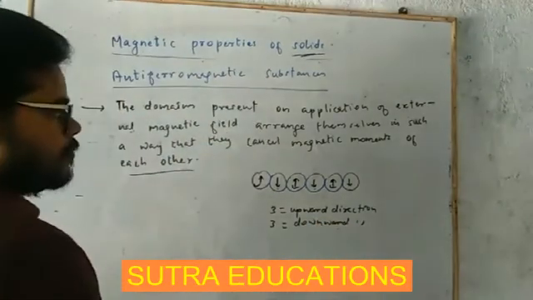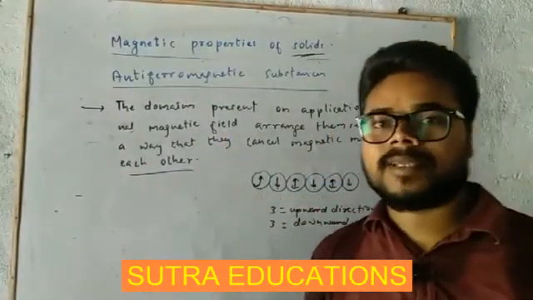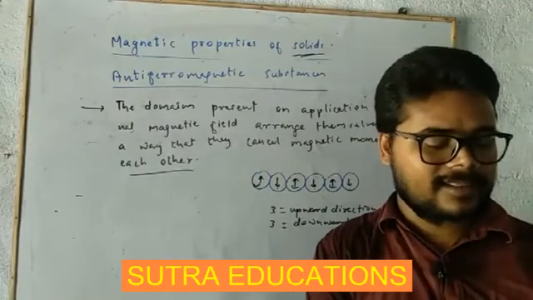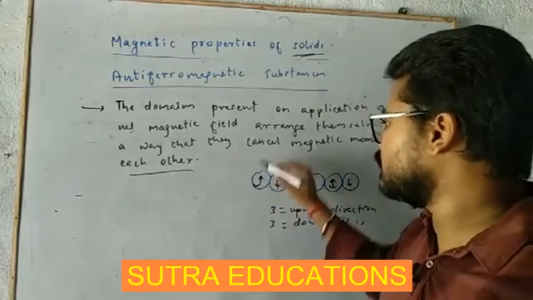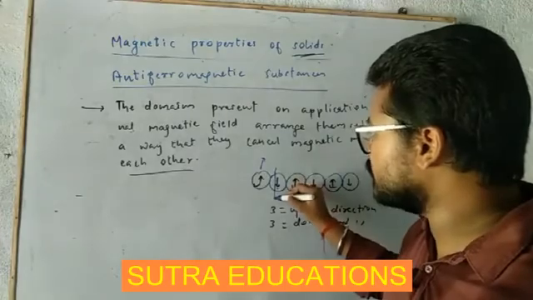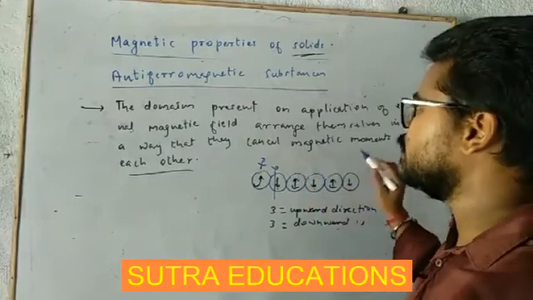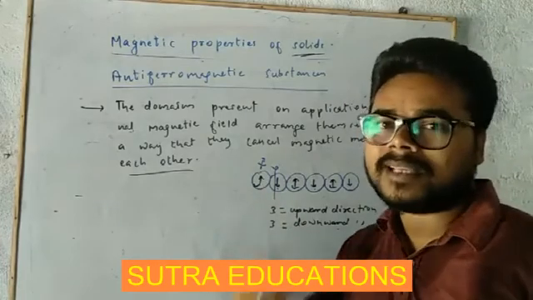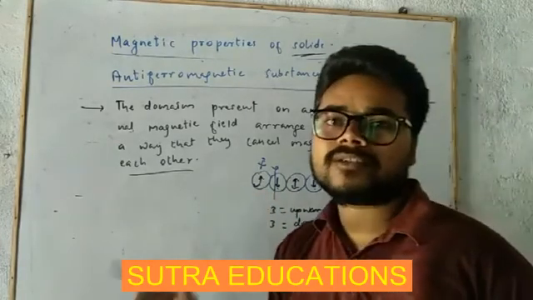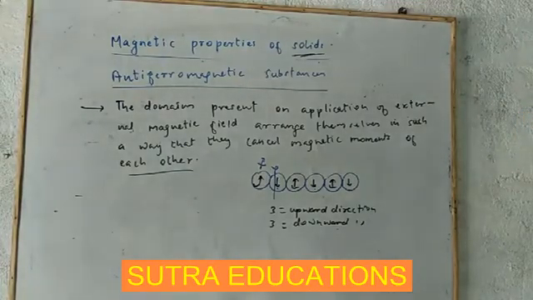So what happens? These nullify the effects of each other, or the magnetic moments get cancelled due to their alignment. If it is in upward direction, this is in downward direction, so it is nullifying its effect. Getting me now? So in this way the domains align themselves in such a way that the magnetic moments of each get cancelled, and these are known as antiferromagnetic substances.